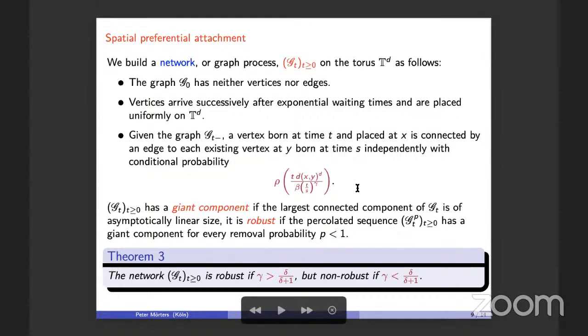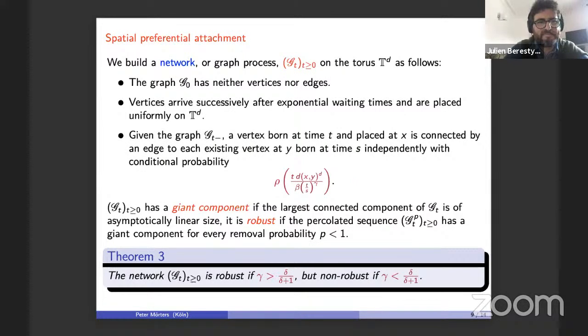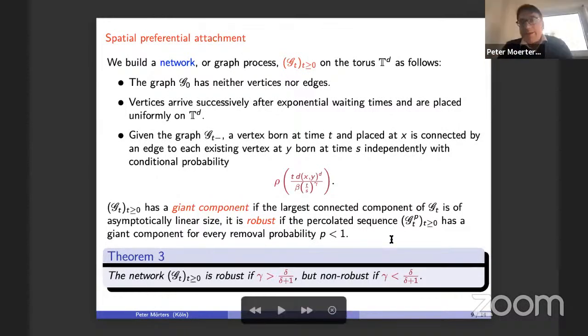Thanks. Any other questions, maybe? So what happens if gamma is equal in theorem 3? Can both happen? I would expect this, yes.